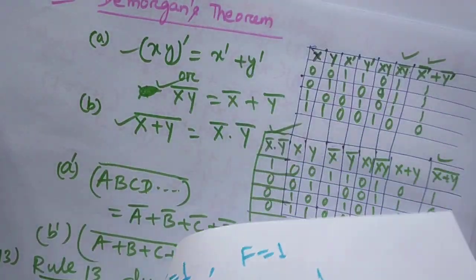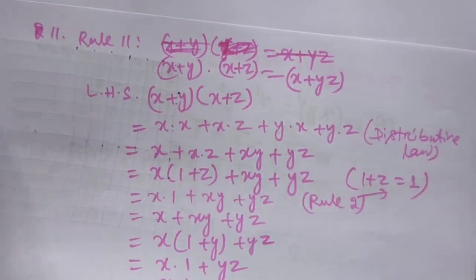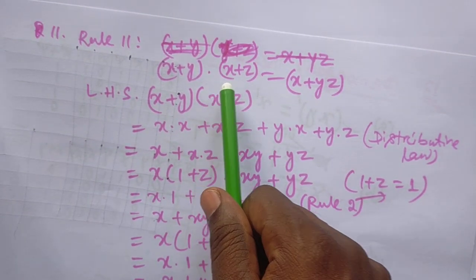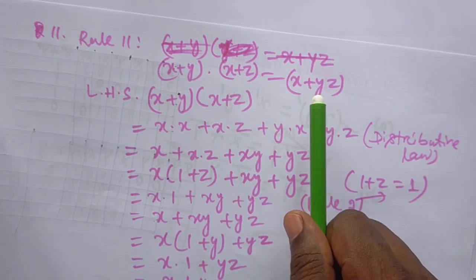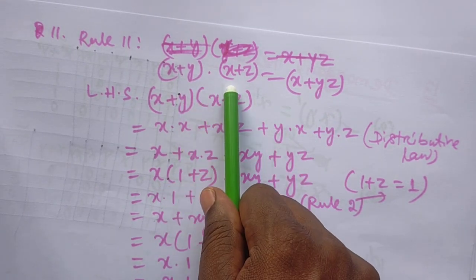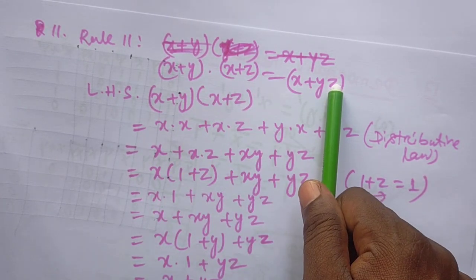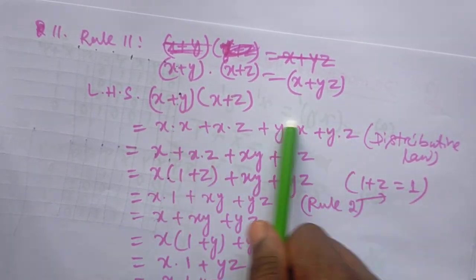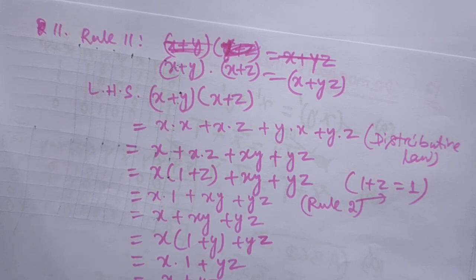Okay. And another important rule is there, that is x plus y into x plus z is equal to x plus yz. You see, the x part is there, and only yz is multiplied: x plus yz. We have to remember this part, because this rule is important for Boolean algebra. Whenever it is necessary, you have to use those rules for different purposes. Okay, we have to remember that part.